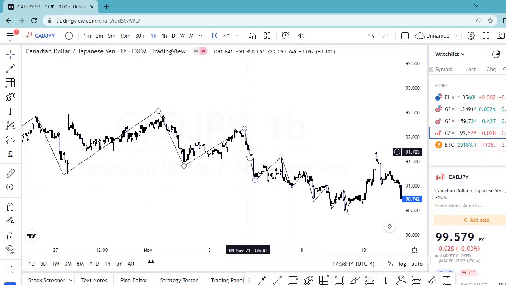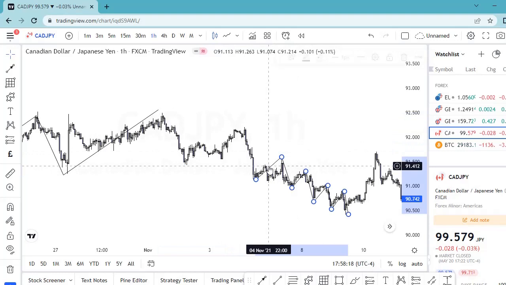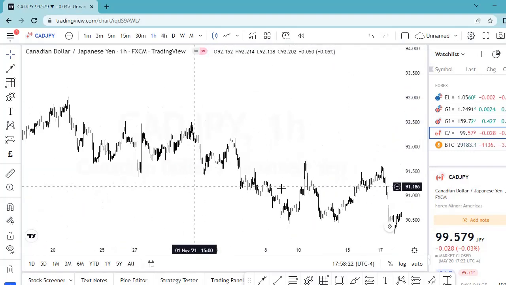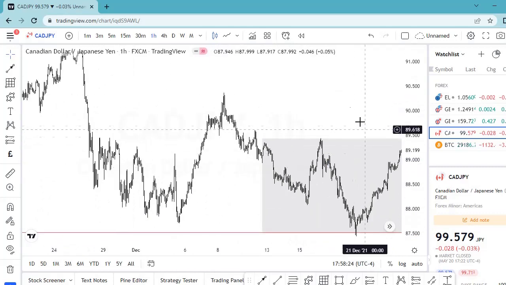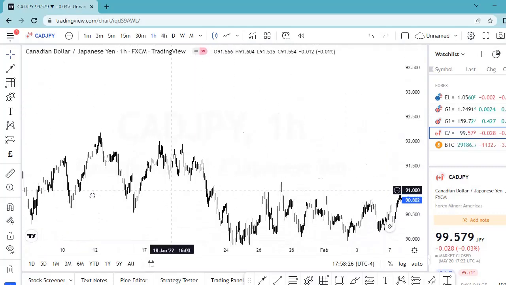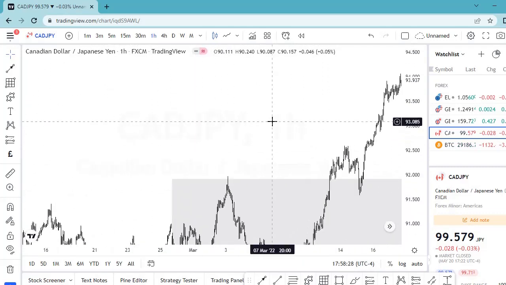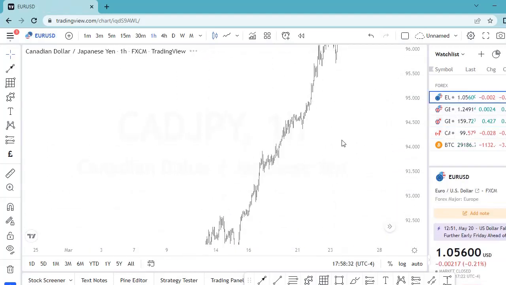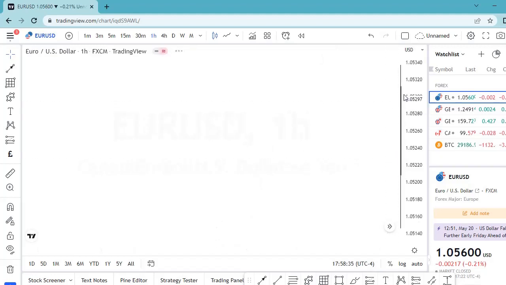So that is it, family. Let me take us through some more examples. Let me take us to another pair so that we can see that it happens everywhere. All the pairs in this financial market move in structure. So let's go to EUR/USD, family.